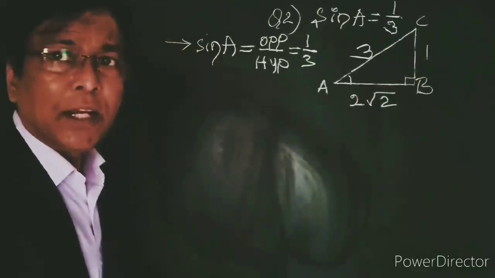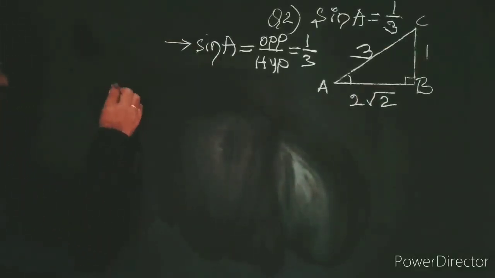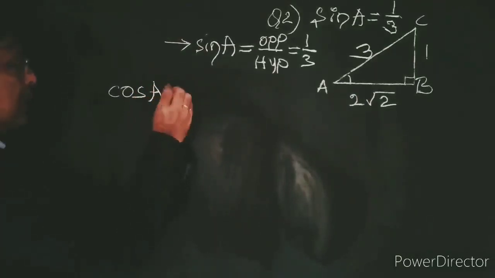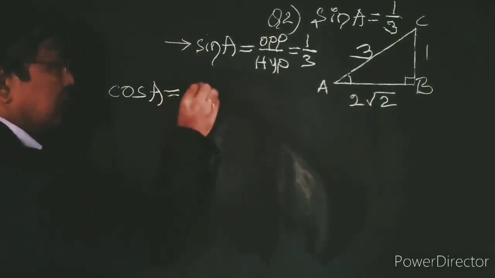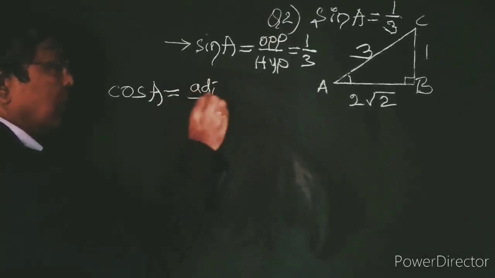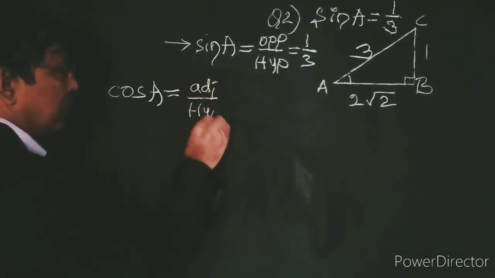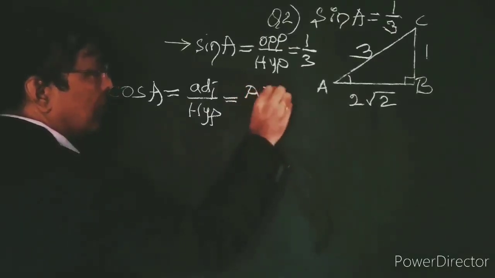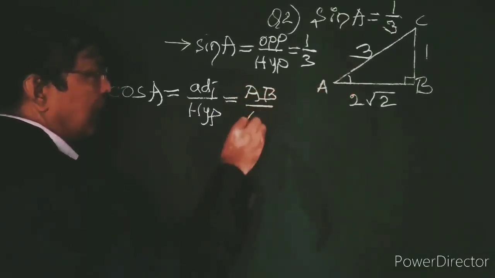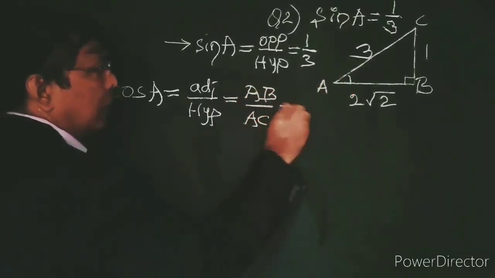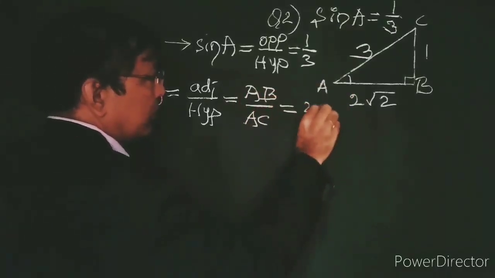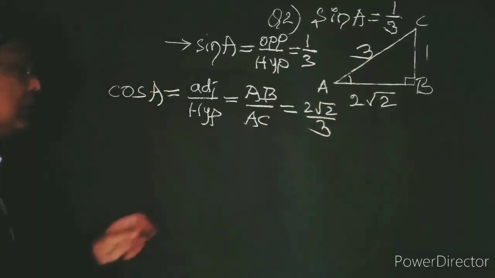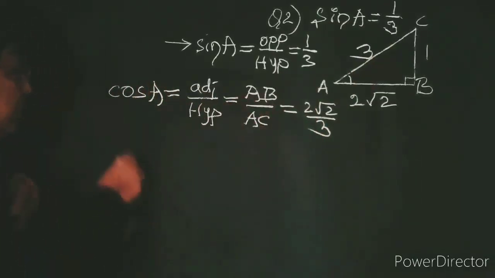Now let's find the ratio of cos A. Cos A is nothing but adjacent side upon hypotenuse. Adjacent side is nothing but AB. Hypotenuse is nothing but AC. The value of AB is 2 root 2. The value of AC is 3. Therefore, this is the cos A ratio.